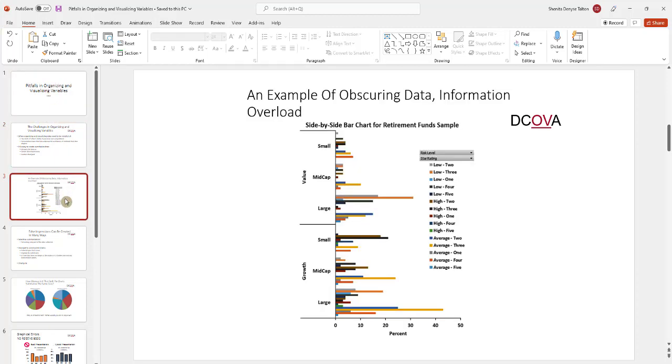So this is one example of very bad presentation. This is information overload. There's too much information on this graph. So when someone sees this, it's really hard to comprehend what is what, because you have so many different colors and so many different categories all on one graph. So this is not a graph that you want to present. This is a very bad graph.